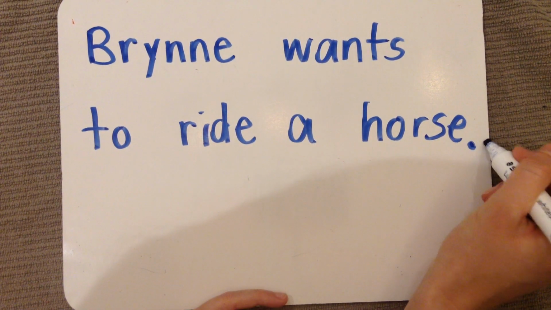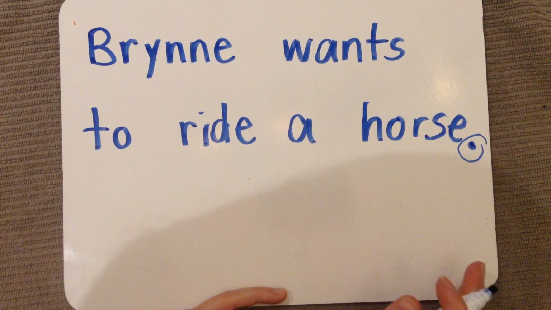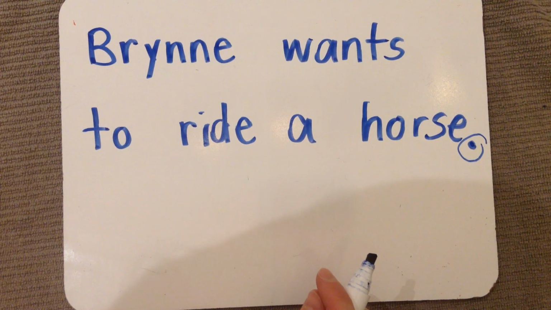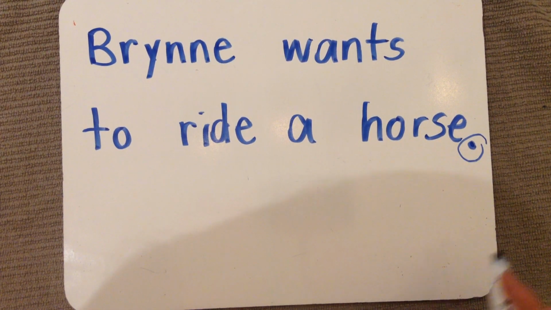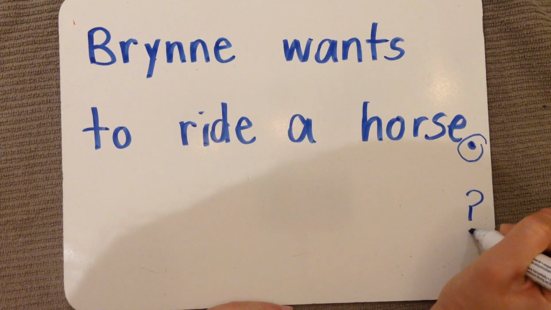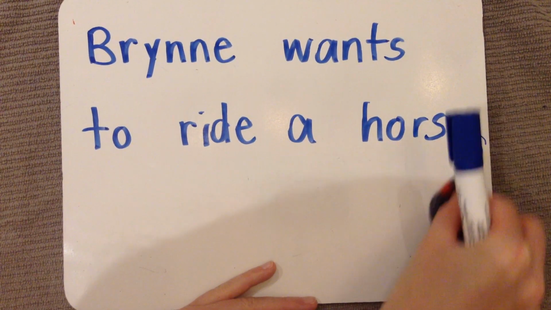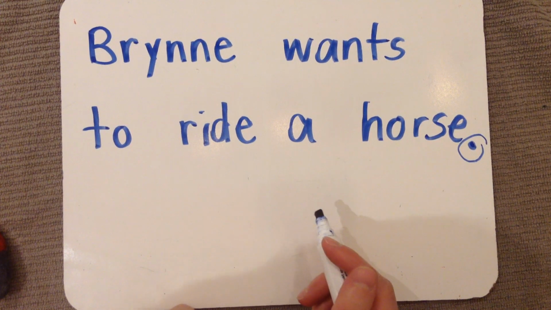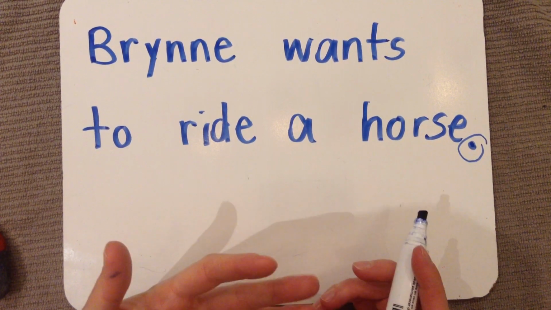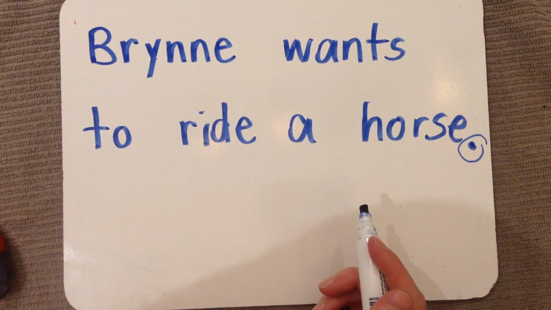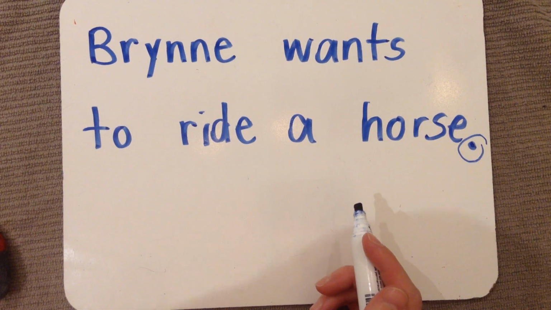Notice that this example has a period at the end. That's a clue that tells us it's a statement, because if it were a question, it would have a question mark at the end. This example is a statement. When you read it, we're learning information. We're getting an idea, but we're not being asked to respond.